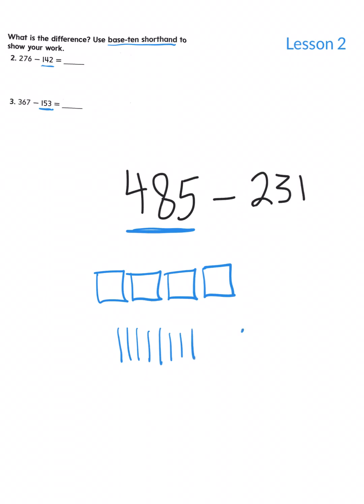And I have 5 ones, and the ones are just the individual little cubes, or I can draw them as little dots, 1, 2, 3, 4, 5. And now all I'm doing is I'm taking away 231. And remember, there's no regrouping in these in Lesson 2. So this is pretty straightforward.